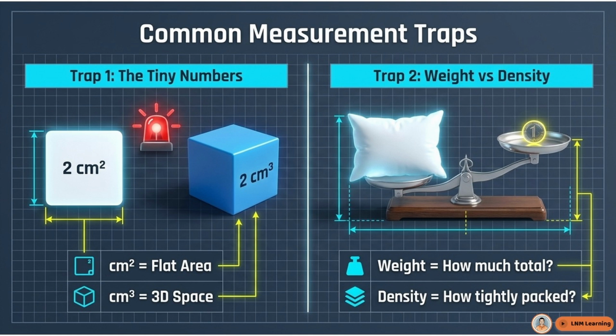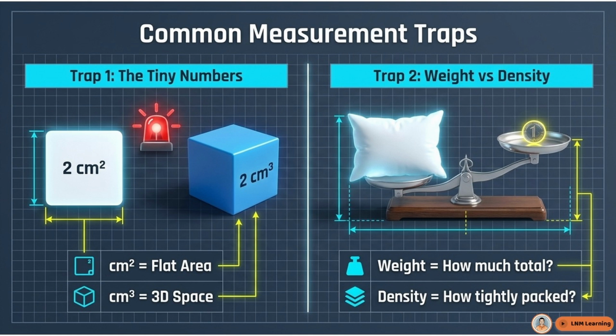Here are some common measurement traps you will come across. First, the little numbers on the top. Square centimeters, that's a little 2, which measures a flat area. Cubic centimeters, a little 3, measures a space inside. Same word, one tiny number, totally different meaning. The key is in the formula. Area has 2 dimensions, length into breadth, and volume has 3 dimensions, length into breadth into height.